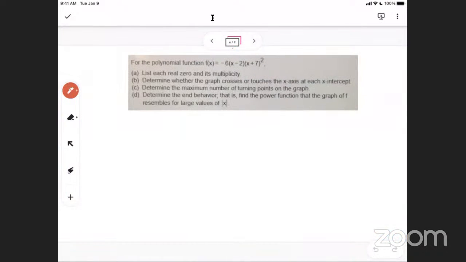For the polynomial function, list the real zeros and its multiplicity. So I'm just going to write them. We have a real zero of 2 with multiplicity 1. And we have a real zero of -7 with multiplicity 2. Let me write M2, multiplicity 2, so you're not confused, because I've been doing that. Determine whether it crosses or touches. So this touches here, and it crosses here.